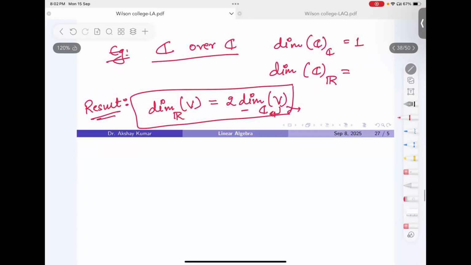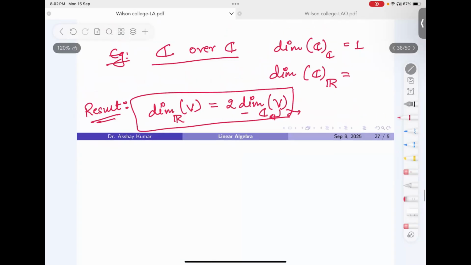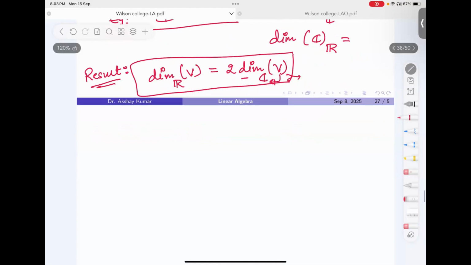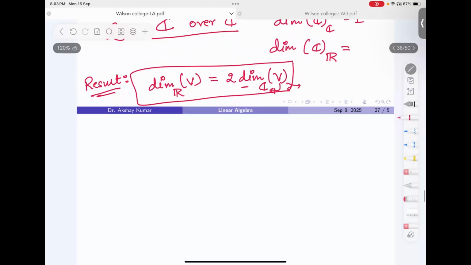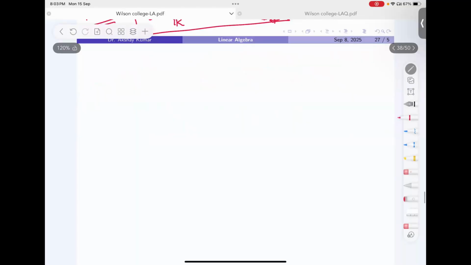Okay. Sir, can it be proved by ourselves? Yes, you can prove it. And for this, we already know the prerequisites for proving this result. Okay, sir. Then we will try. You try it. It is not difficult.